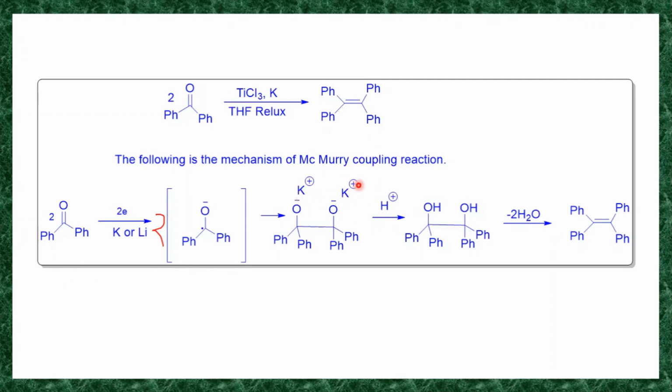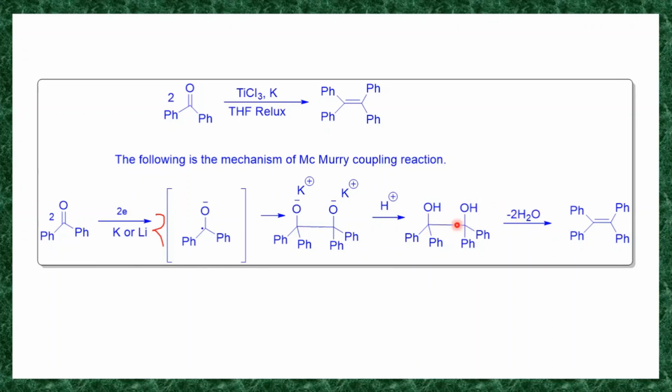This oxygen ion takes a proton from solvent and converts to OH. So you will get this 1,2 diol.